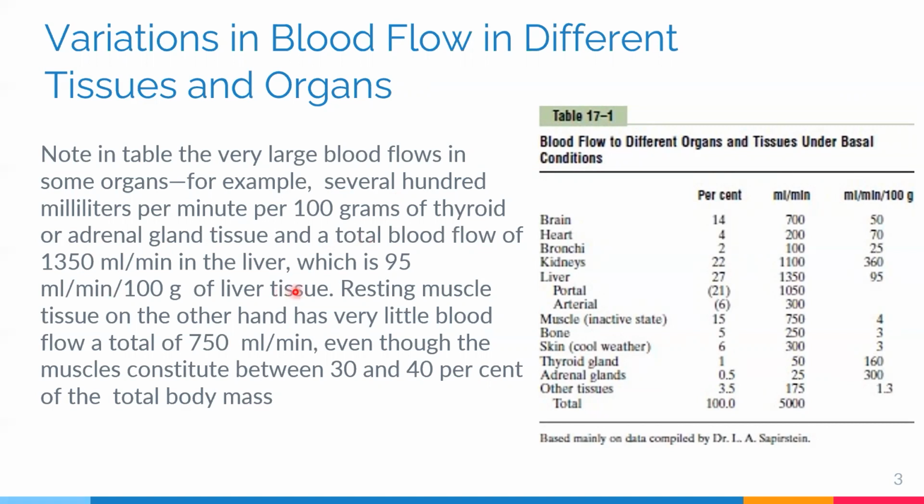On the other hand, we can see that in case of the liver, there is also a large amount of blood flow, which is close to 1350 milliliters per minute. Finally, resting muscle has a very little blood flow of around 750 milliliters per minute, even though muscle constitutes around 30 to 40% of the total body mass. Thus, various different levels of blood flow are required for various different tissues and organs, and these need to be minutely controlled by the circulatory system.